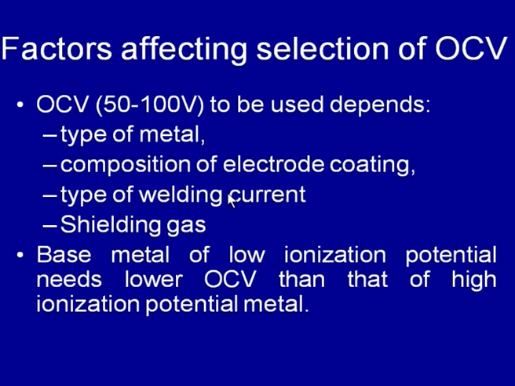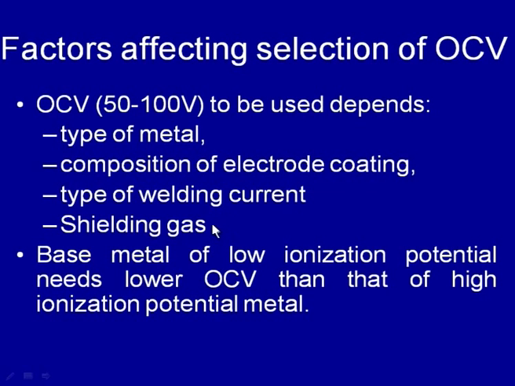Shielding gas also affects the selection of the open circuit voltage, because gases like helium, which have a higher ionization potential, require a higher open circuit voltage than the other shielding gases. So, the selection of the shielding gas, the type of welding current, the composition of the electrode coating and the type of metal to be welded affect the optimum setting of the open circuit voltage, and it must be chosen properly so that it is neither too high nor too low, because too high an open circuit voltage will tend to give a shock, while too low an open circuit voltage will have a tendency to get the arc extinguished.